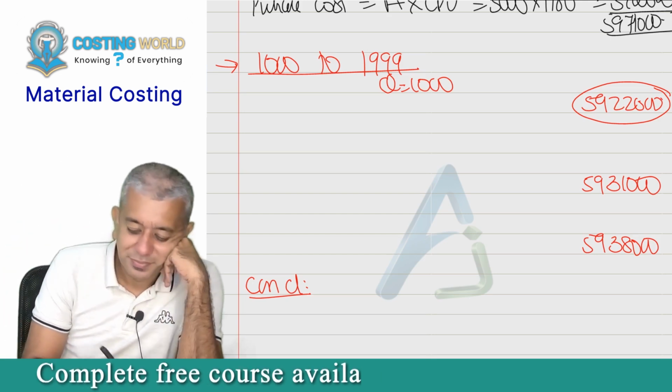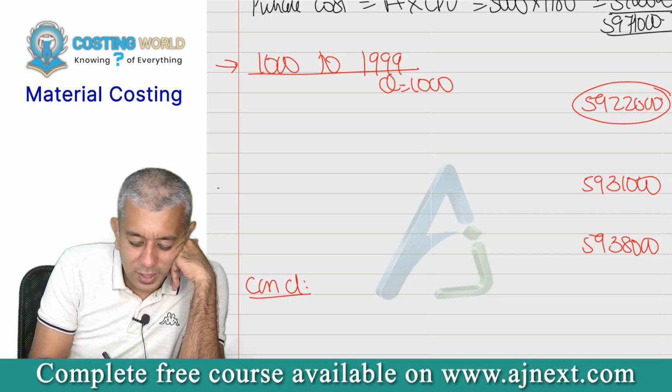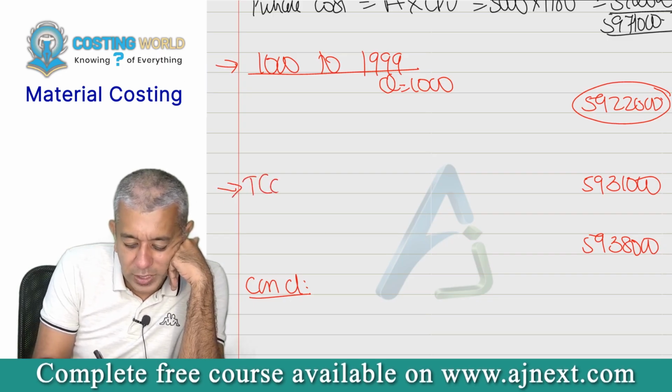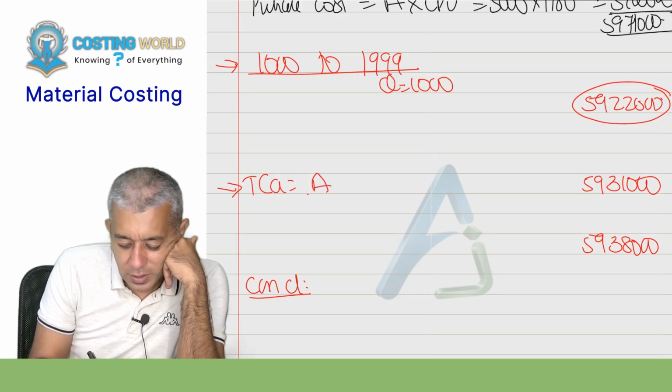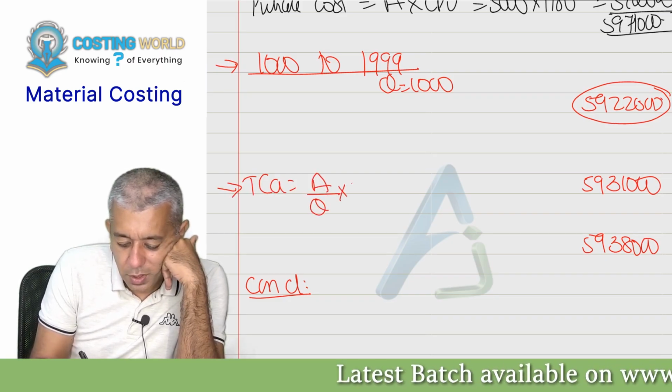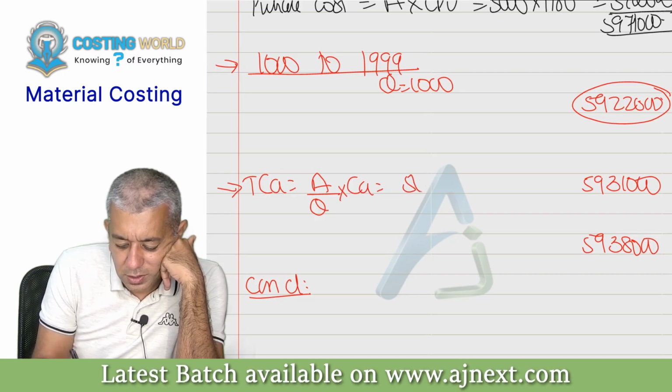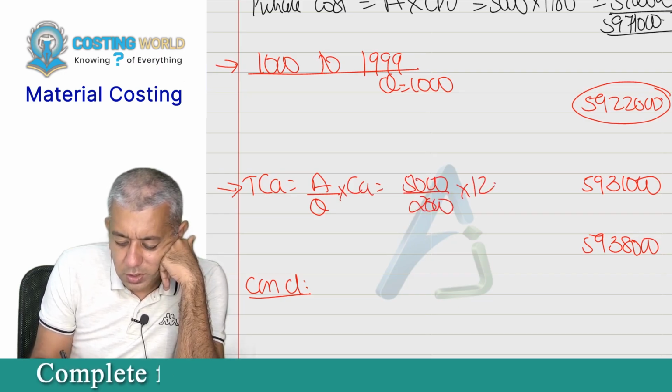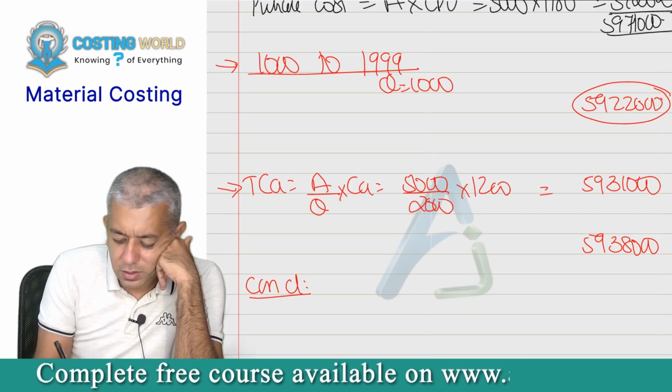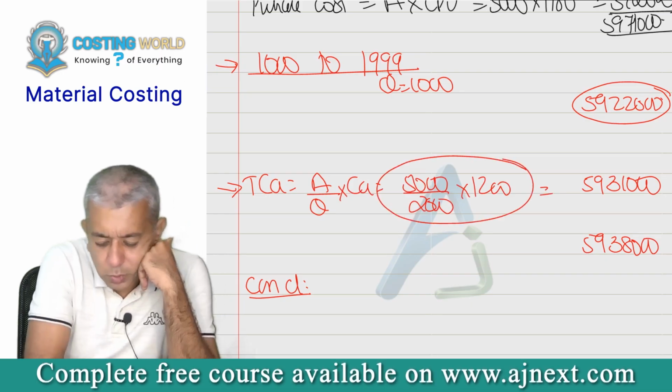Okay. So I'll tell you where that doubt should have come. You computed TCA over here, na? A by Q into CA: 5,000 upon 2,000 into 1200. See over here, some doubt should be coming.